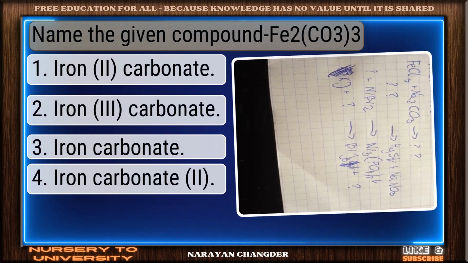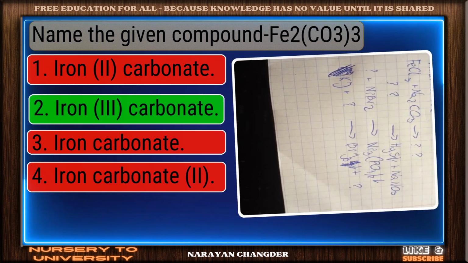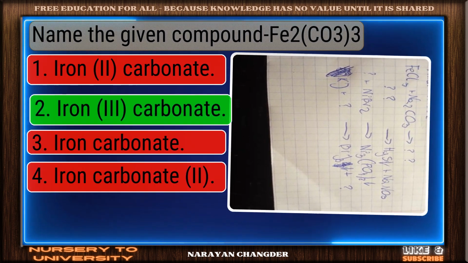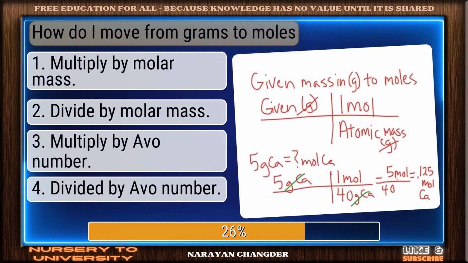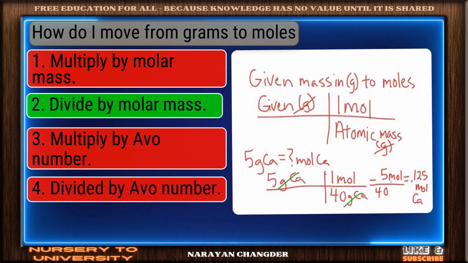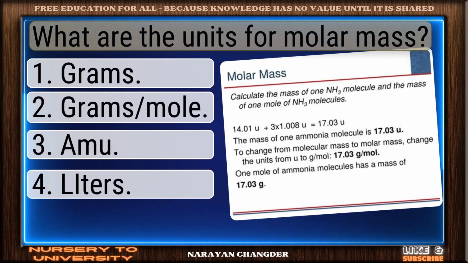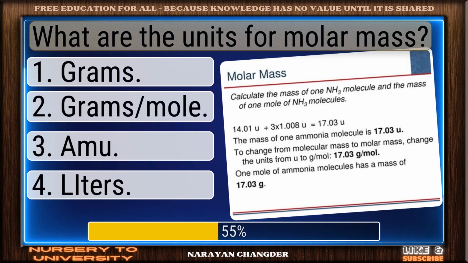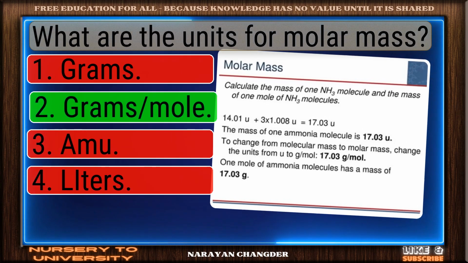Name the given compound Fe23. Smart pick. Iron carbonate is the correct choice. How do I move from grams to moles? On track. Divide by molar mass is the correct answer. What are the units for molar mass? Sharp thinking. Grams per mole is the right choice.